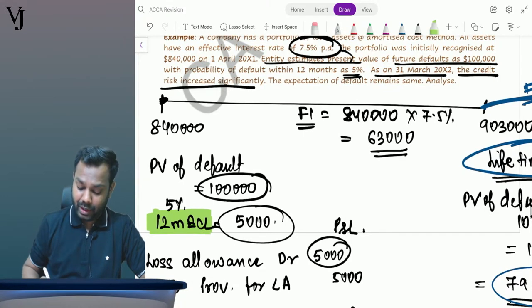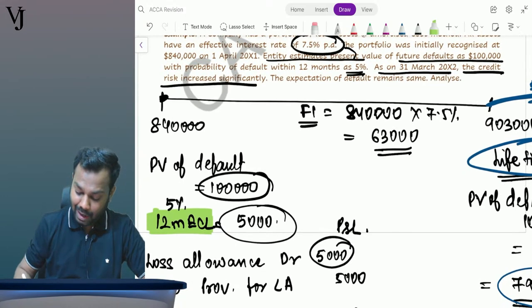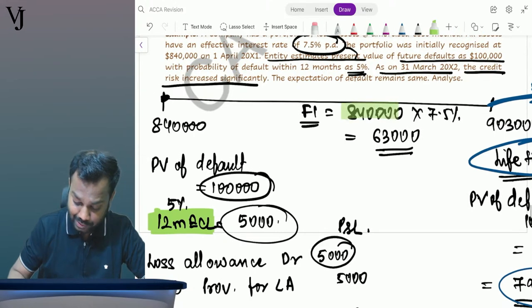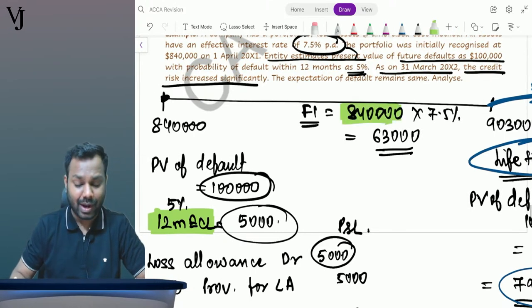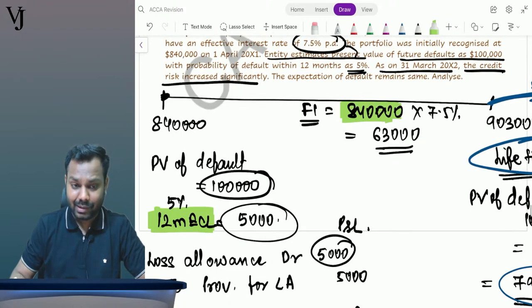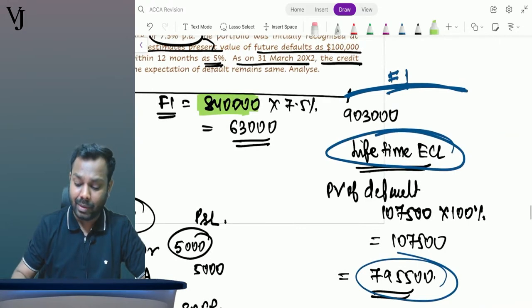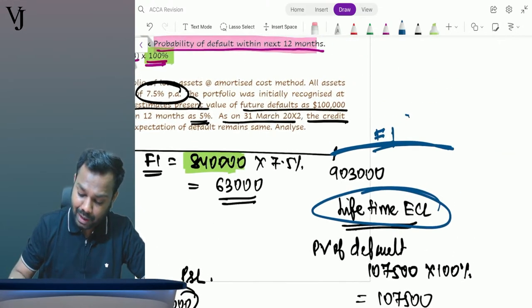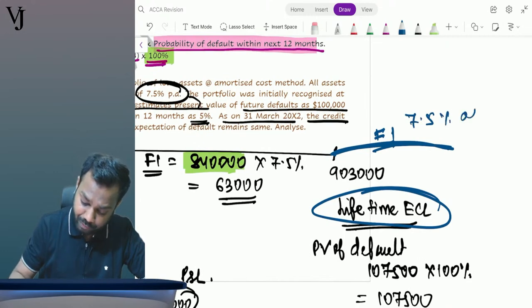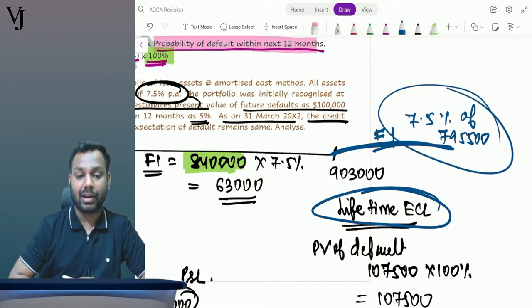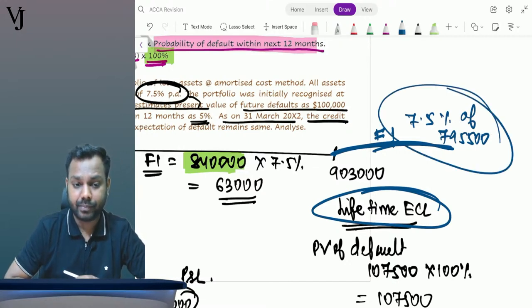Here we calculated 12-month ECL. Now, if I am calculating 12-month ECL, I calculate finance income on gross assets. See, I didn't adjust the amount of ECL when calculating the finance income. But now subsequently, if I calculate finance income here, you know how I will calculate? I will calculate 7.5% of 795,500. This is how I will calculate going forward. Clear with this, sir? Is it clear?